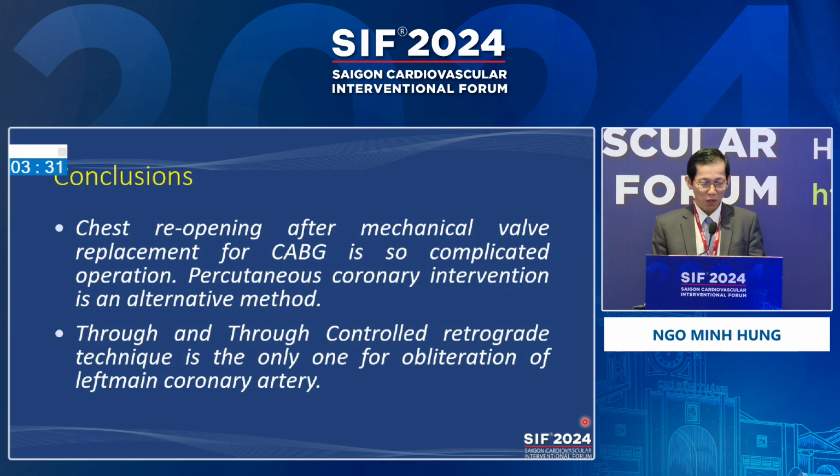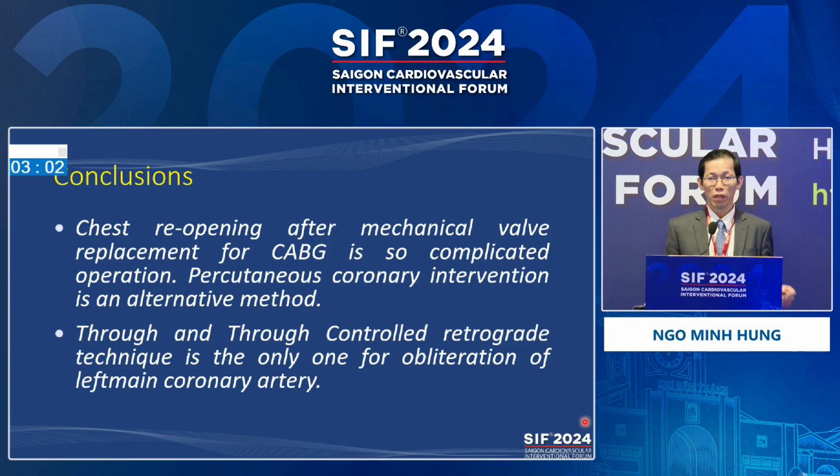Chest opening after mechanical valve replacement for CABG is a very complicated operation, but percutaneous intervention is an alternative method. Once the surgeon doesn't want to do the bypass or even the mid-cap, we have to try to open it by PCI. The through-and-through controlled retrograde technique is the only one for obliteration of the left main coronary artery.